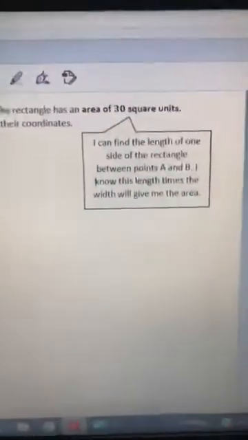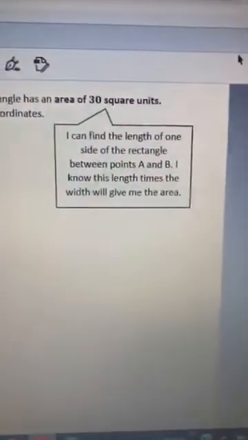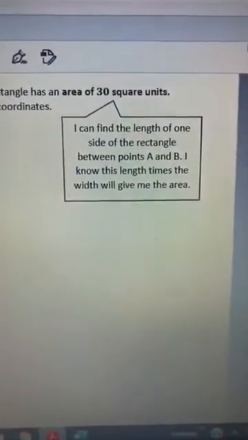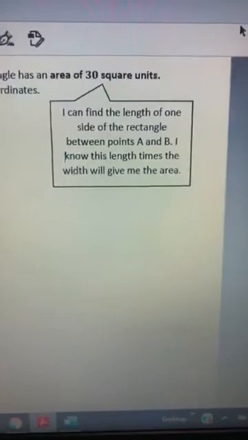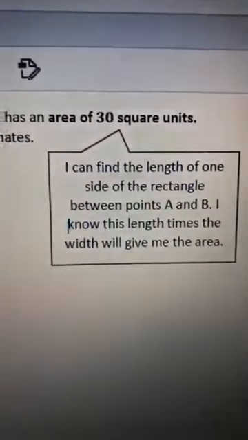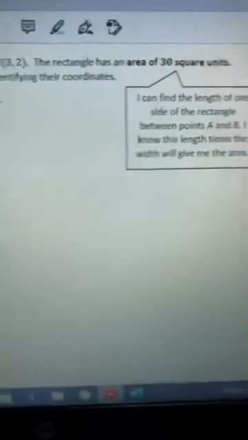Okay, so they also have a little note here. I can find the length of one side of the rectangle between points A and B. I know this length times the width will give me the area. So they're reminding you how they found the answer in square units, just like we did here. I plotted those two points.